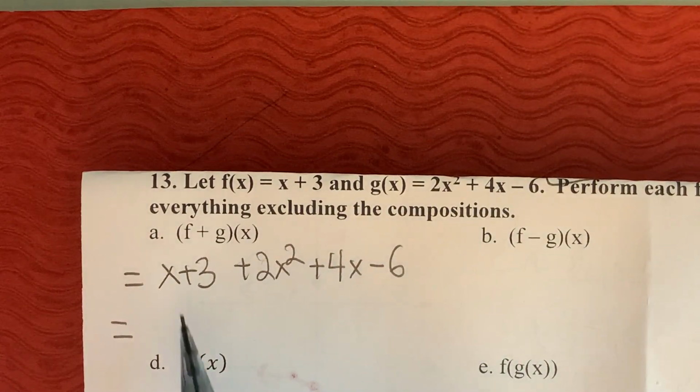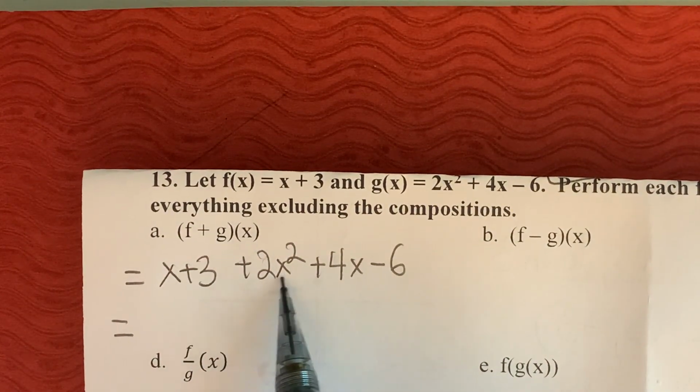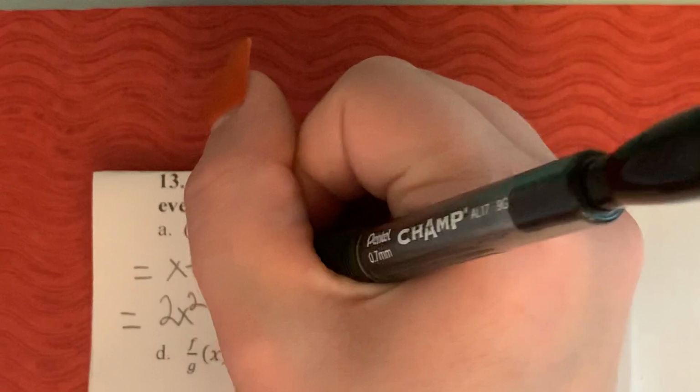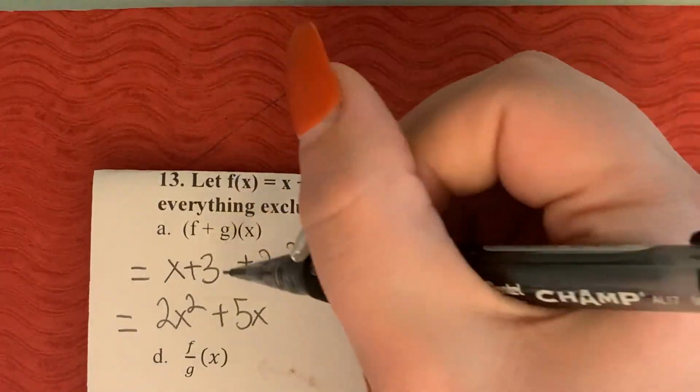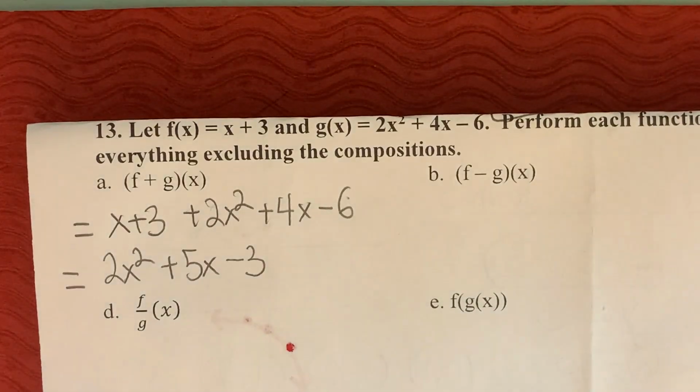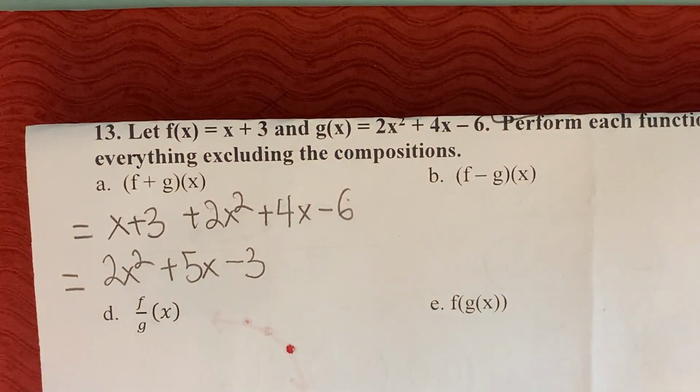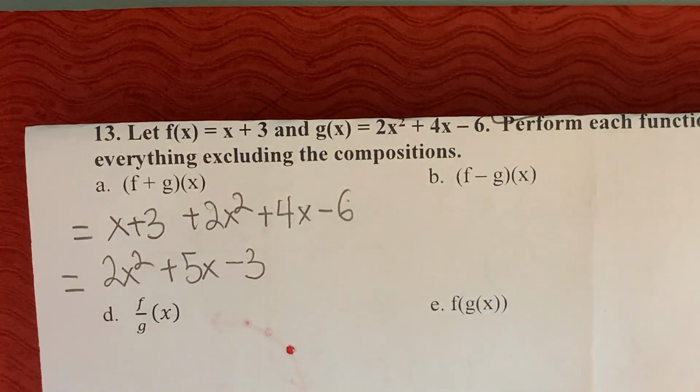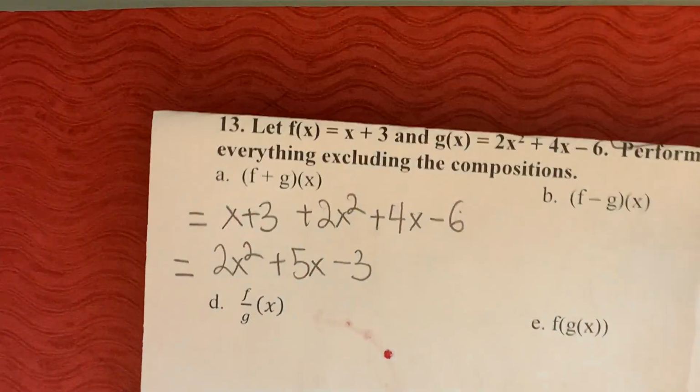So with that happening, we'll combine our like terms. So 2x squared can't be combined with anything. 4x plus x is going to be 5x. And then 3 plus that negative 6 is going to be minus 3. And so that would be our solution. However, this does also ask us to state the domain for everything. So I do want to talk about the domain of our original functions for this.